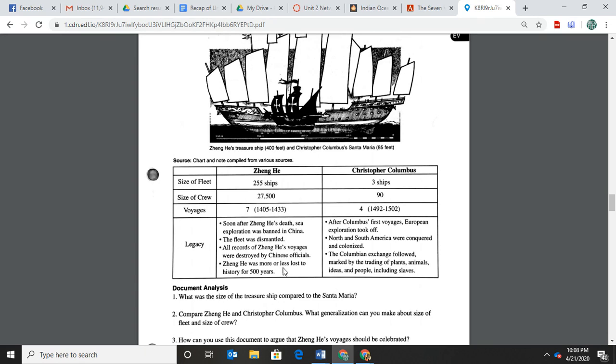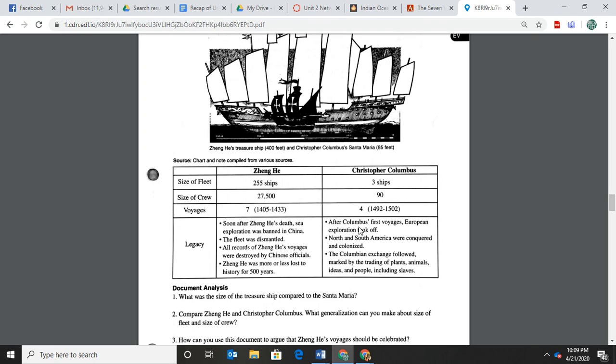This is a great example of what could show up in a document. Think about why they would have destroyed it. Probably the reason they destroyed the records of his voyages is because the government didn't want to do any more voyaging on the seas. All the cool stuff they learned and he brought back changed the map, but they said, screw the seas, we're going north, we're protecting our borders. So that could be a reason why Zhang He's legacy is tarnished. He was lost in history for about 500 years.